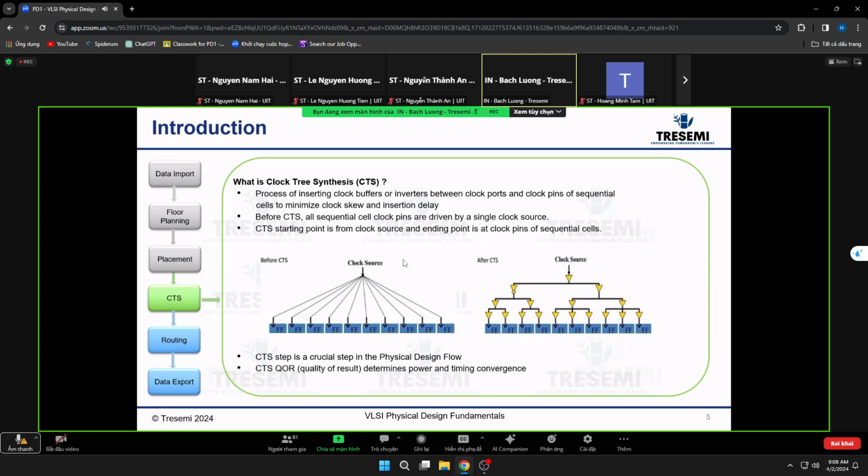Okay, so that's kind of high level. Give you a feel for what happens during the CTS. Okay, so before, and this is after, but in between, there's a lot of steps that are happening in order to achieve this.